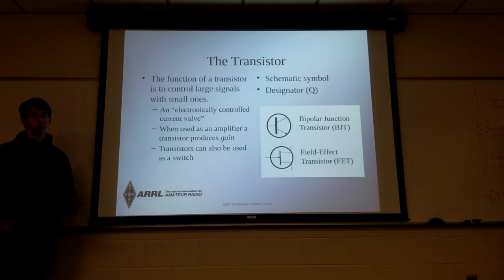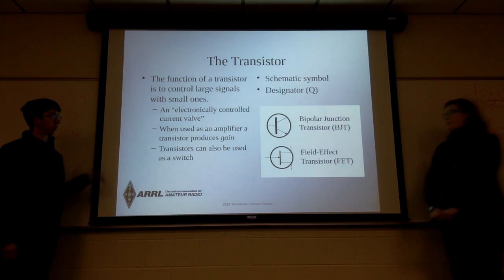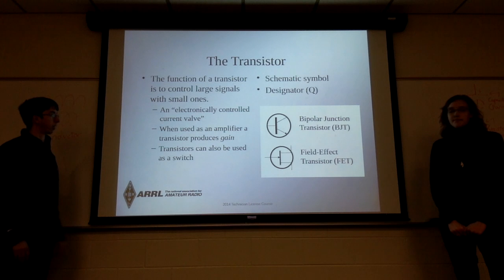To give you a very brief history, field effect transistors were thought of in the 1920s, but weren't capable of being produced until the 50s. The bipolar junction and its very closely related counterpart was invented in 1948 at Bell Labs.